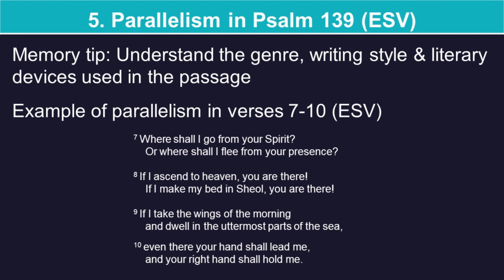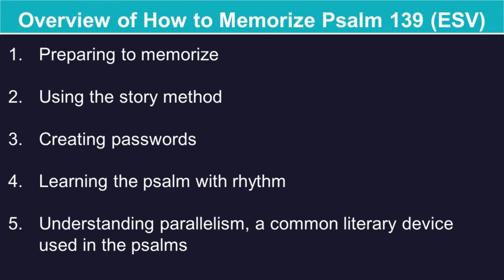Let's look at how parallelism is used in verses 7 through 10. Verse 7 starts the idea that God is omnipresent and we cannot escape from his presence. The second line repeats this idea in different wording. Then the psalmist uses figurative language to describe that there is no place he could go where God is not there. There are many more memorization techniques we could cover, but we will end here.